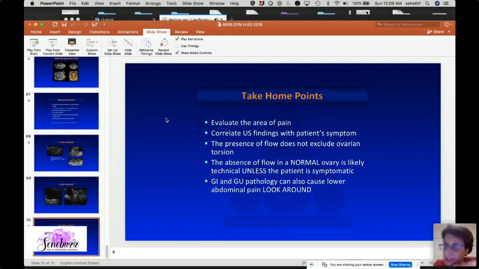Oftentimes, the ovarian position will be abnormal, either in the cul-de-sac or above the uterus. So if the ovarian position is abnormal, I would worry about ovarian torsion. And in oophoritis, sometimes the flow will be increased, although it's not that common. Most of the time when I see oophoritis, usually there is associated thickening of the fallopian tube. Not always, but most of the time, at least in the United States, because pelvic inflammatory disease here is an ascending infection. So it will affect the fallopian tube before it spreads to the ovary.